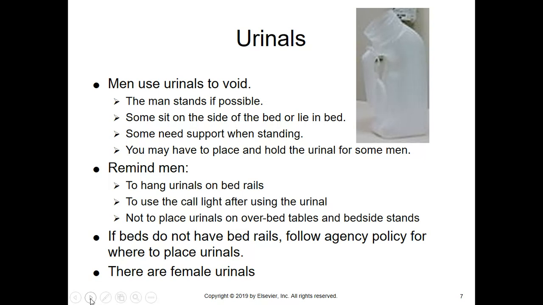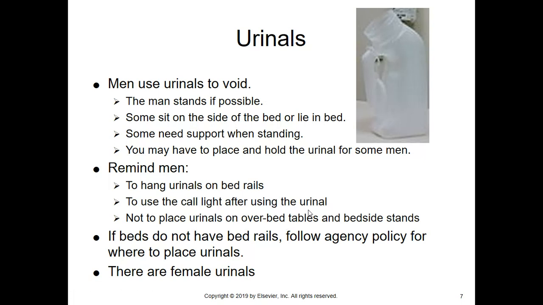And when they're done, you tell them to put the cap. There's a cap. You could see it hanging down here. You tell them when you're all done, cap it and hang your urinal on the bed rail and place the call light so I can come in and answer the call light and empty the urinal.